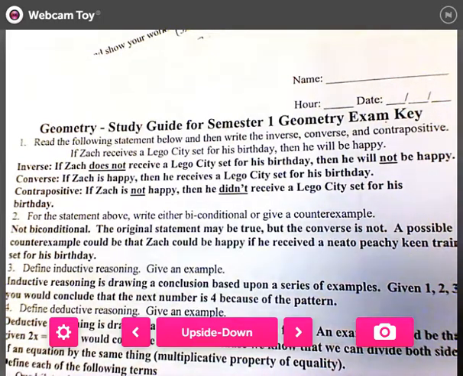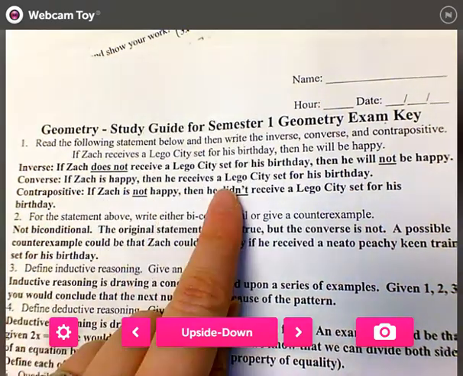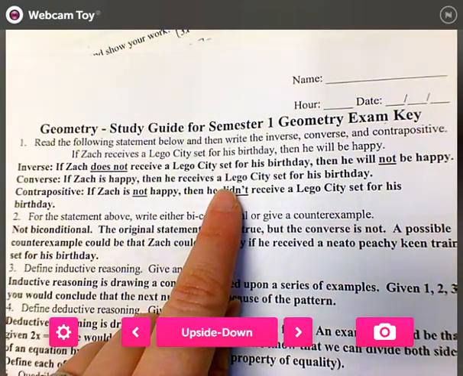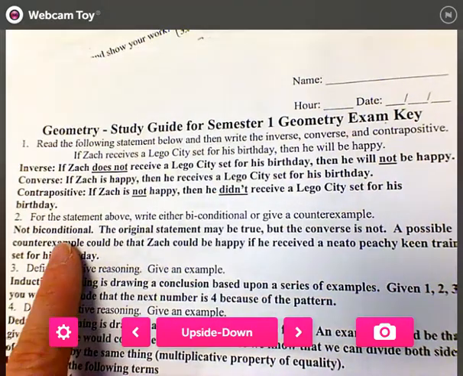For the statement above, write either a biconditional statement or give a counterexample. Biconditional, the converse and the statement have to be true. If Zach is happy that he received a Lego City set for his birthday, could he receive something else for his birthday that would make him happy? Yeah, that's why the biconditional doesn't work.